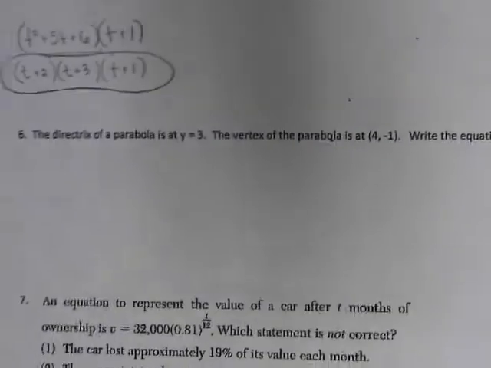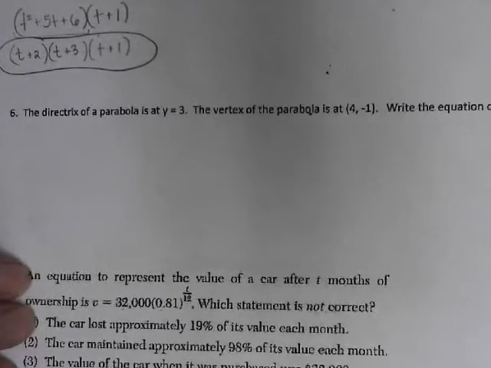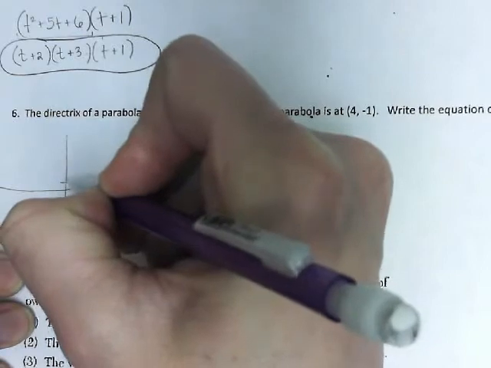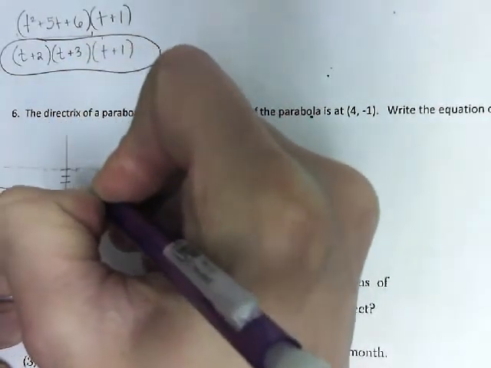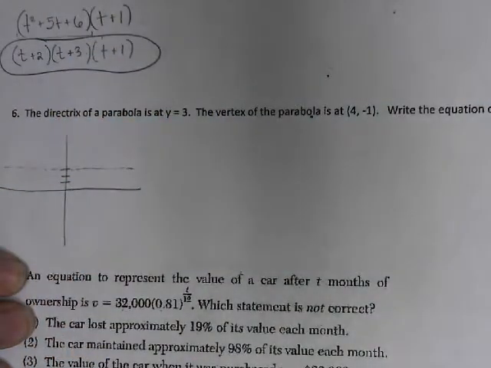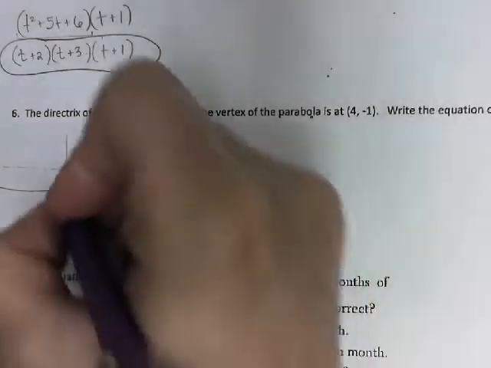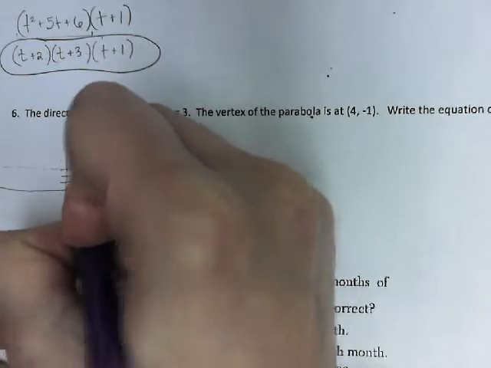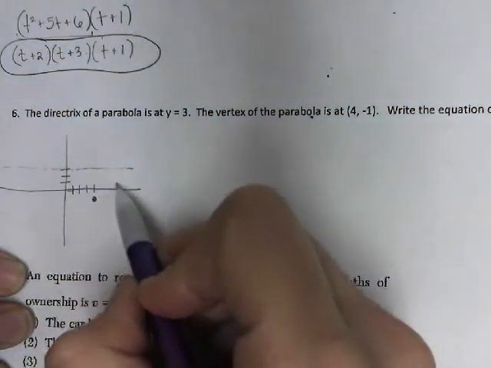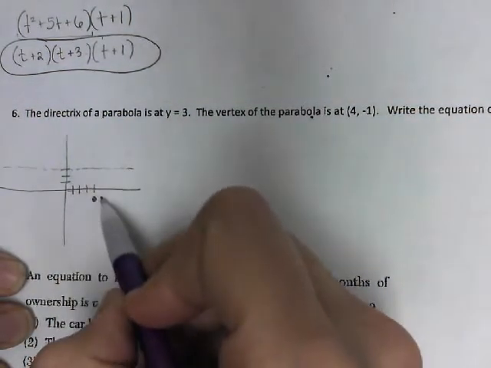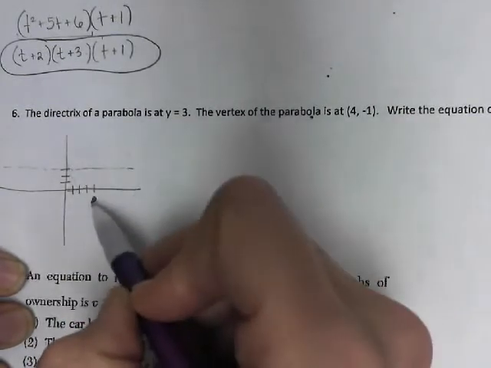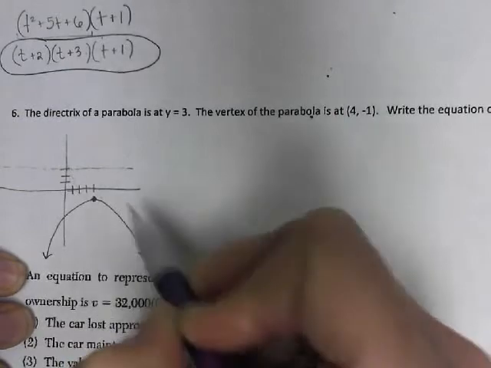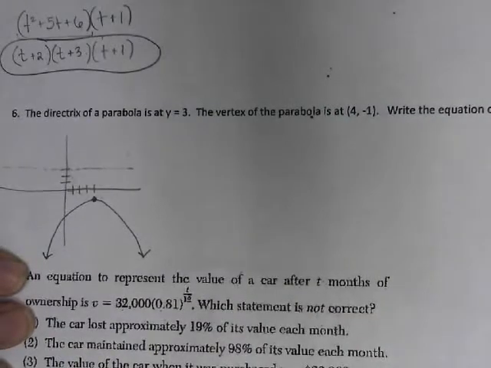Okay? One of our infamous directrix problems, sketch a picture. Directrix is at y equals 3. That's our fixed line. And the vertex is at 4, negative 1. Now that's our vertex. So we're either going to bend towards the directrix, which we never do, we should never cross the directrix, or away. So since that's our vertex, we're bending down.